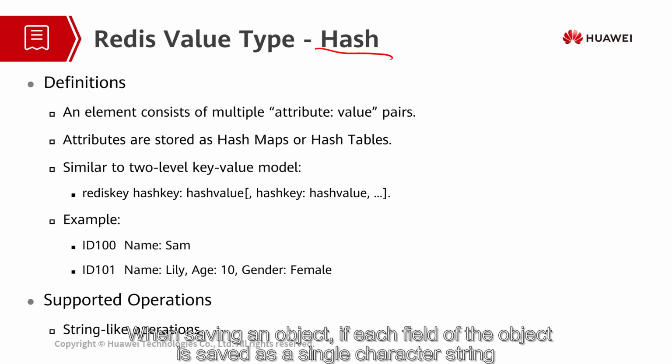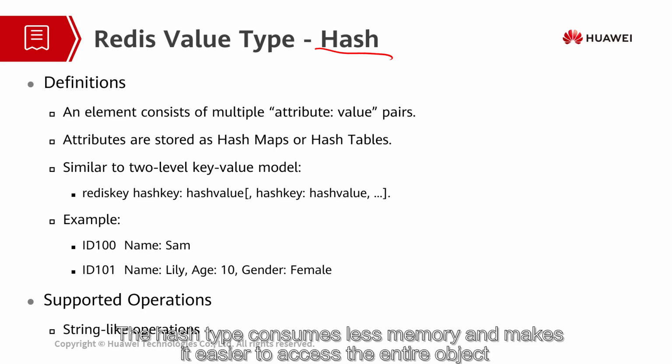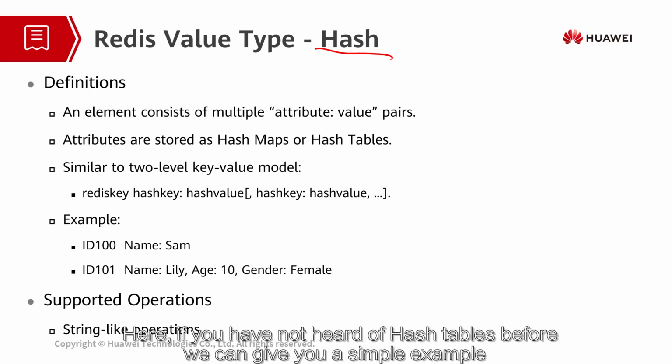When saving an object, if each field of the object is saved as a string character string, the space occupied is large. The hash type consumes less memory and makes it easier to access the entire object. Here, if you have not heard of hash tables before, we can give you a simple example.